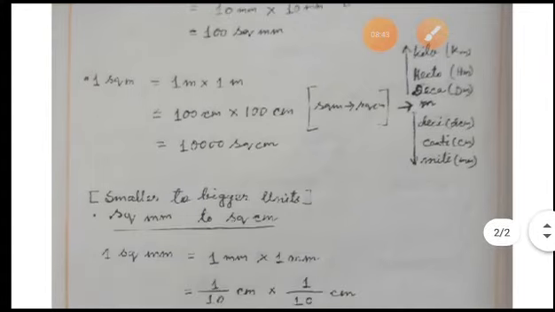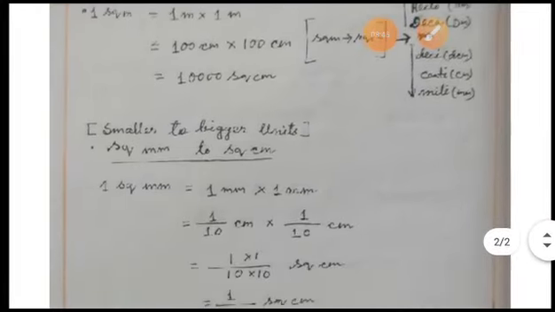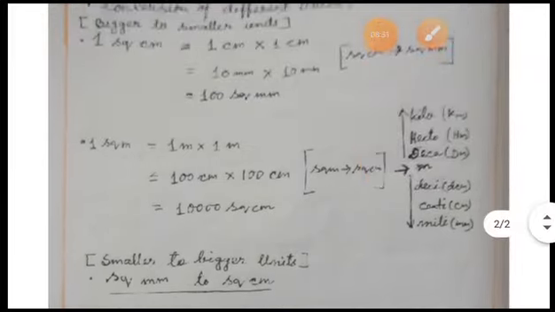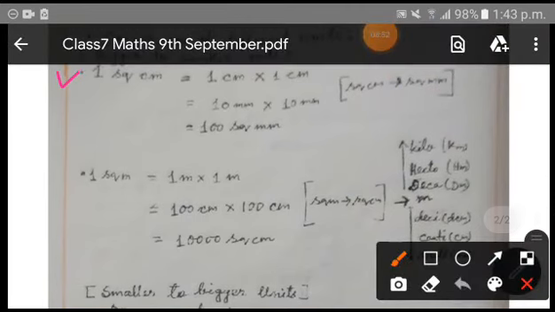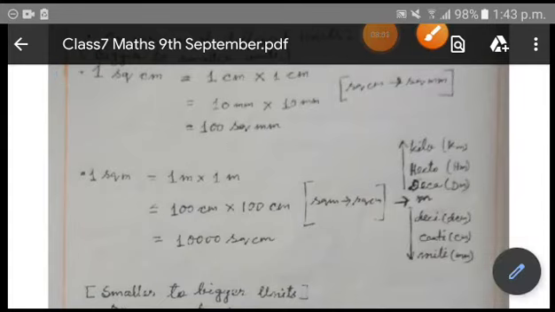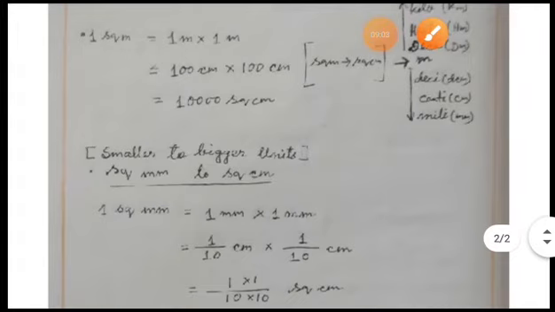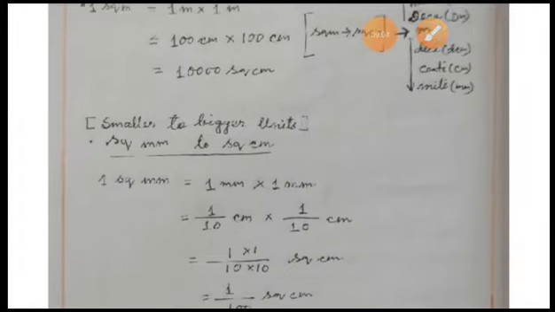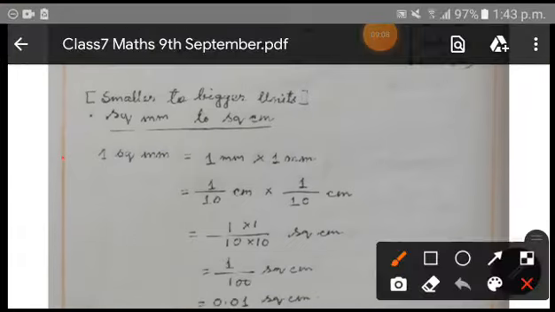Now from smaller units to bigger units we are going to convert. From square millimeter to square centimeter, just the reverse. Just now in bullet 1 we converted 1 square centimeter into square millimeter. Here we are going to convert square millimeter to square centimeter. Now 1 square millimeter means, since square millimeter is given, you will write 1 millimeter into 1 millimeter.